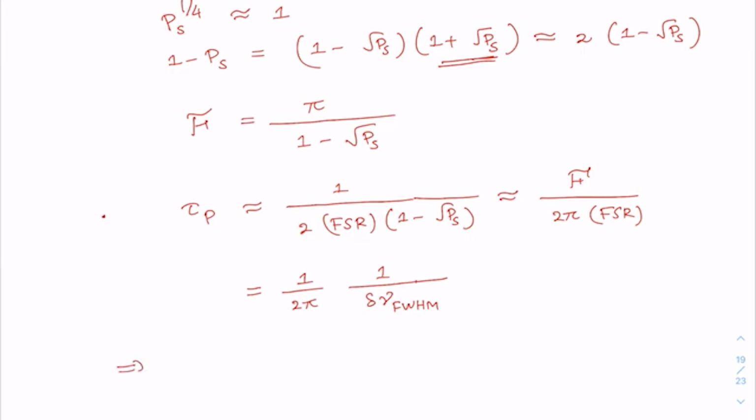So I get a very interesting relation: photon lifetime into the width of the resonance peak, delta nu full width at half maximum, is equal to 1 by 2 pi, and this is known as the cavity uncertainty relation. Let me stop here for today.